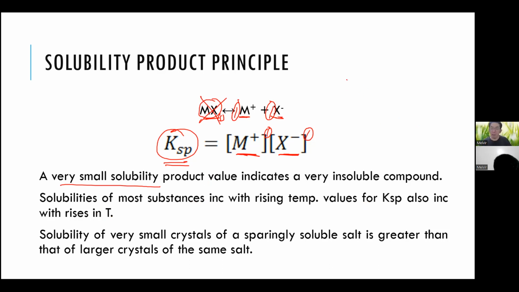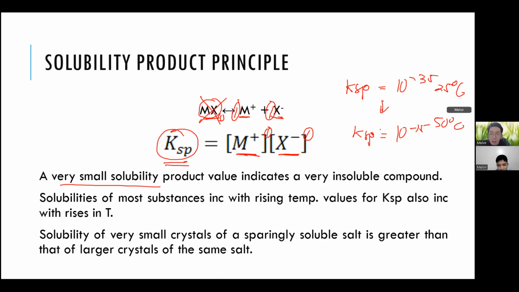So, if you will notice, Joshua, kunwari, ito yung KSP, 10 to the negative 35, kunwari, at 25 degrees Celsius. Ngayon, kapag tinaas mo yung temperature into 50 degrees Celsius, let's say naging 10 to the negative 15 na lang to. So, ano nangyari dito, Josh? Sino yung mas mataas yung value ng KSP? 50 degrees Celsius or 25 degrees Celsius? 50 siguro po. Okay, correct. 50 degrees Celsius.